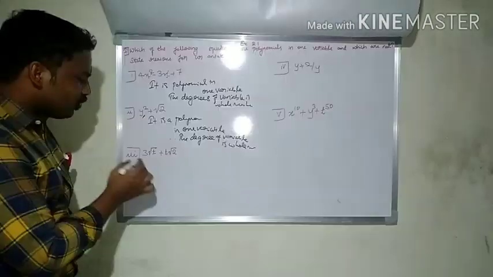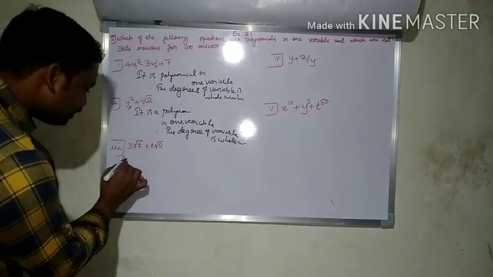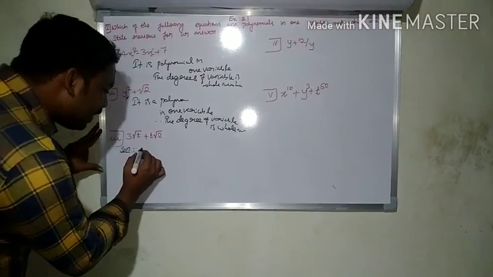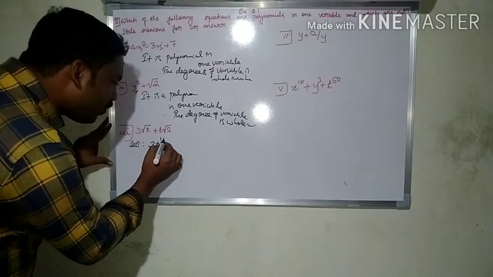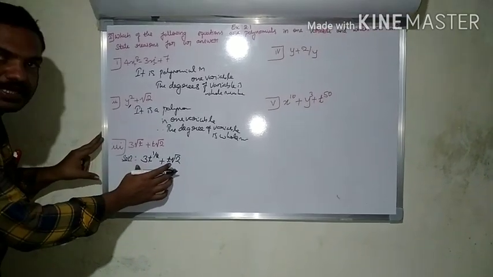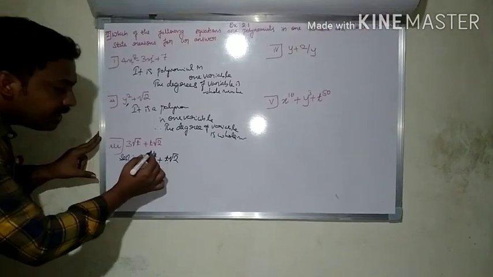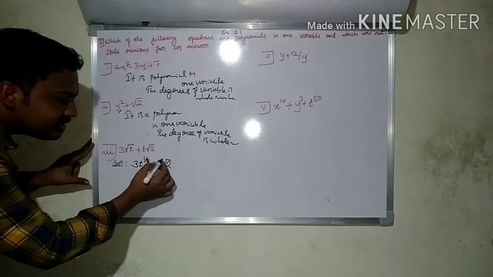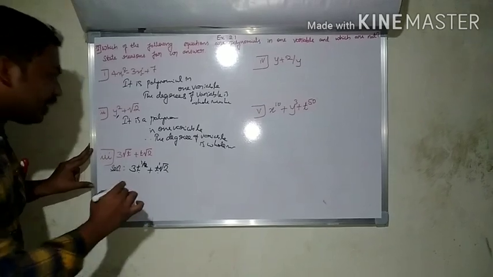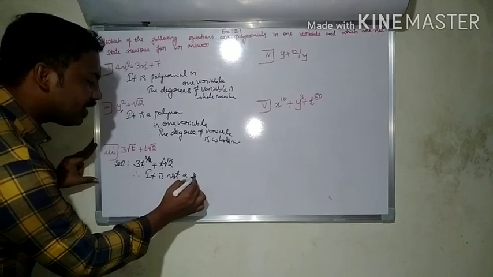Move to the third question: 3 root t plus t root 2. Solution. Here root t is in radical form, so convert radical form into exponential form. That becomes 3t to the power 1 by 2 plus t root 2. Students, how many variables are there here? Only a single variable, that is t. The degree of t is 1 by 2, and here the degree of t is 1. But 1 by 2 is not a whole number. Therefore, it is not a polynomial.